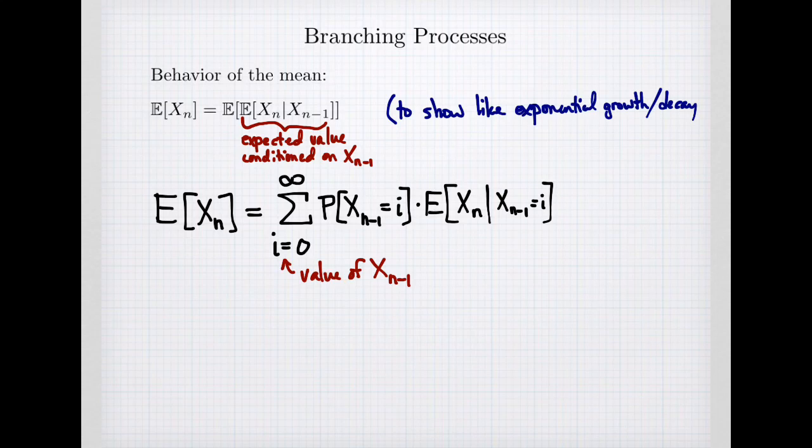And so this is the expected value. I'm taking a probability times the value of the unknown, and here the value of our unknown is the conditional expectation, and we can now calculate this quantity.